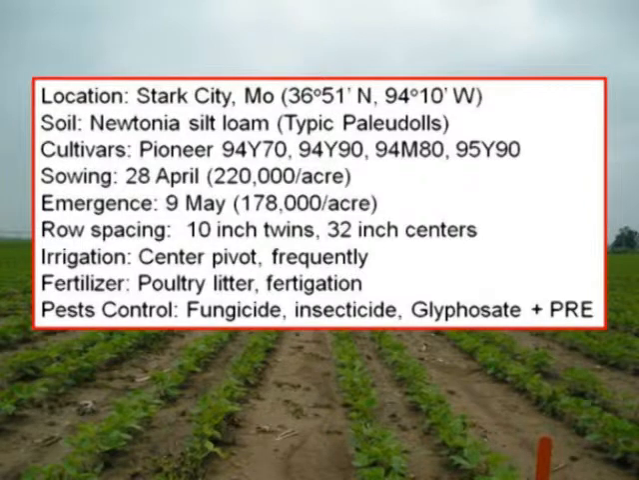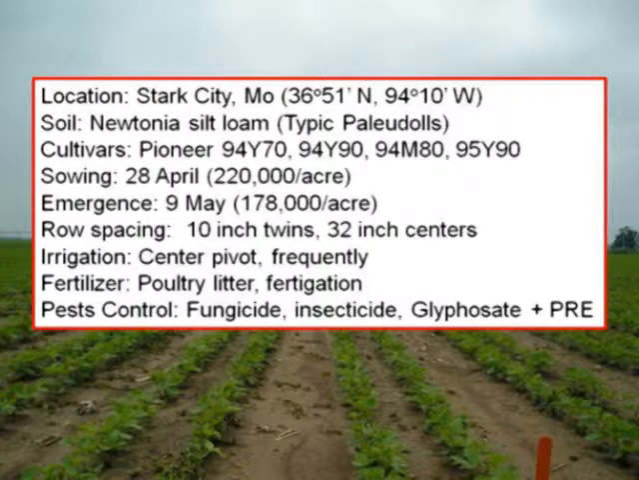This is a shot of Mr. Cullors' production field, his contest field in 2008. It's located in southwest Missouri in Stark City. The soil is described as a Newtonia silt loam. This is a red soil. It's very, very deep. It's very well drained. There's no obvious root restriction. The roots just go down, I believe, from what we've seen.